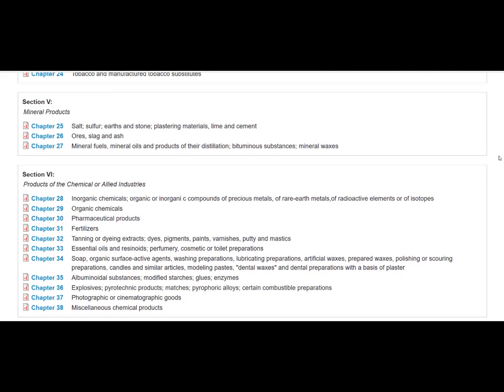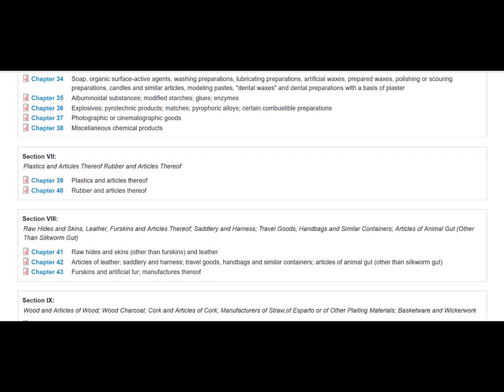So pretty much everything that enters the US is described here. Section 5, mineral products. Section 6, products of the chemical or allied industries, and so on.